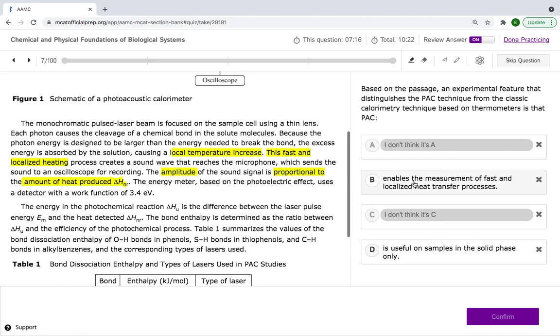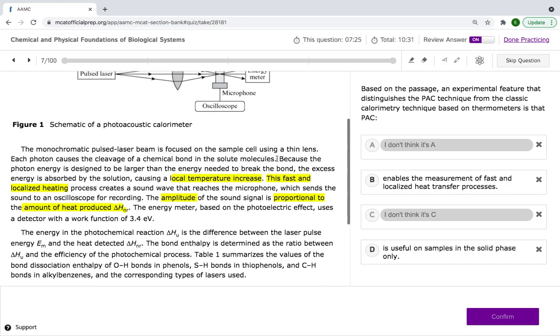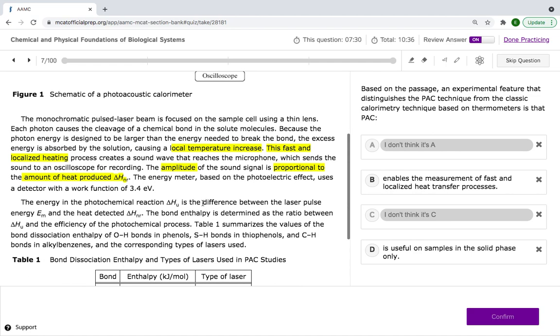Well, enables the measurement of fast and localized heat transfer processes. Well, we highlighted fast and localized heating process. In the regular classic calorimetry technique, the heat that's released, that warms up the water, which is actually the change in energy, the energy of the bond breaking, that is not localized. That just heats the water. It just heats the water and we get the information and that's it. We move on. But this one, it's fast and localized heating process.